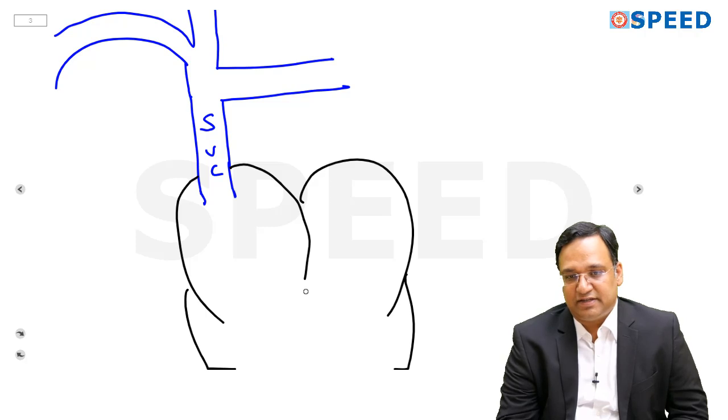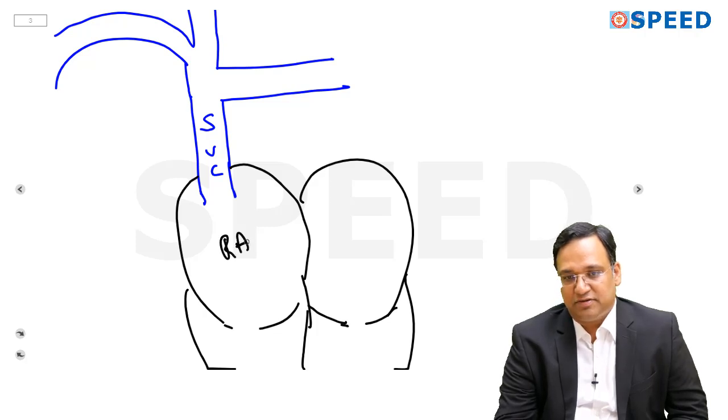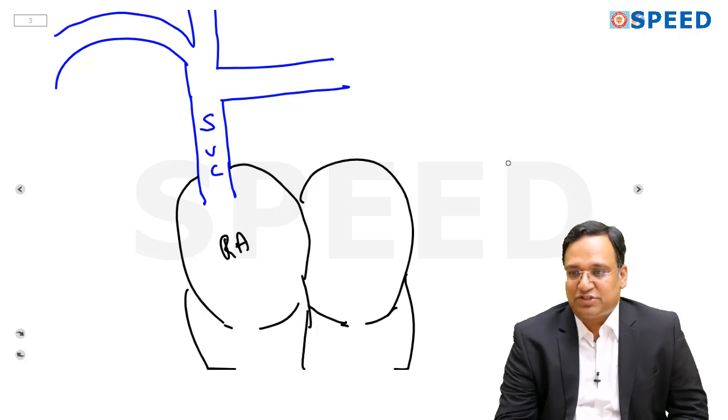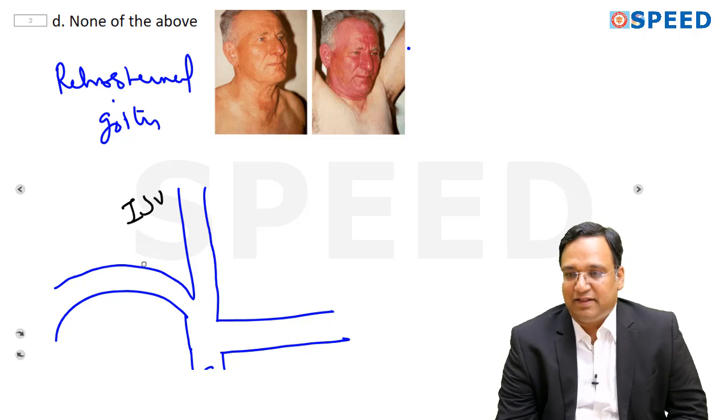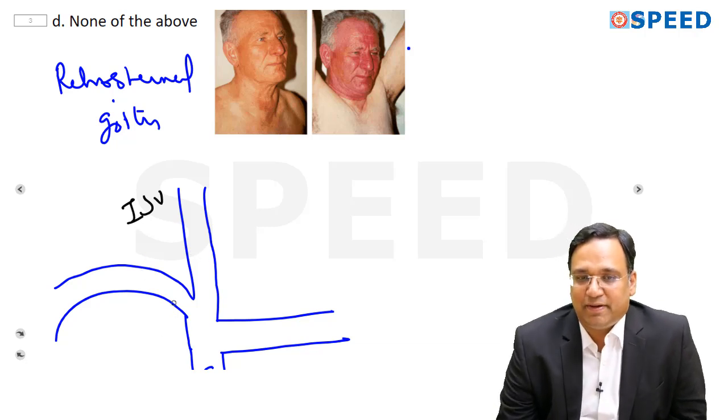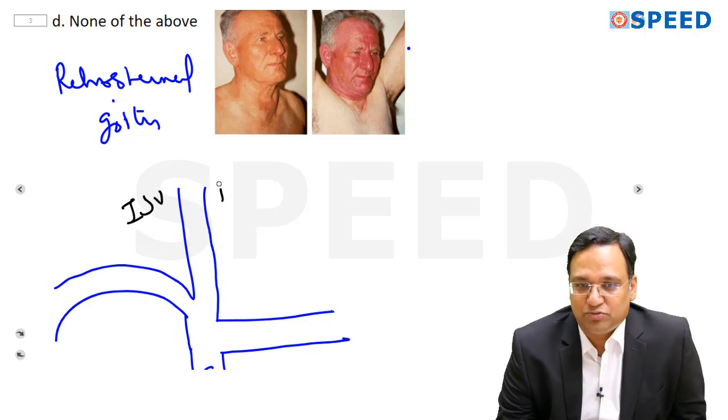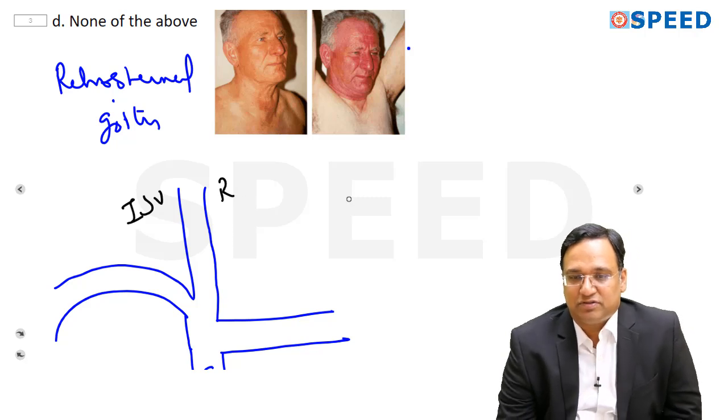This is the interatrial septum, this is the interventricular septum. This is the tricuspid valve, and this is the bicuspid valve. This is the RA. Understood? Now, if somebody asks you how the internal jugular vein is formed: there are two internal jugular veins, one on the right and the other on the left.